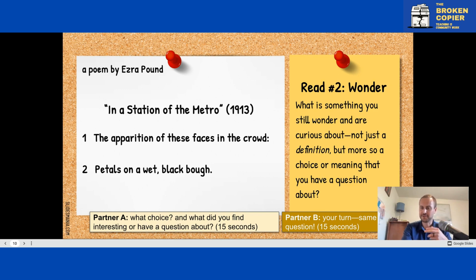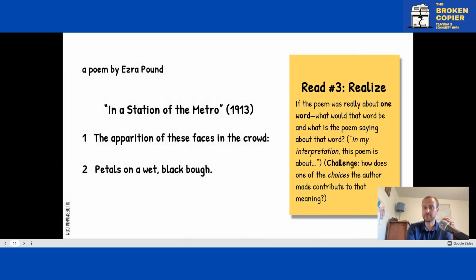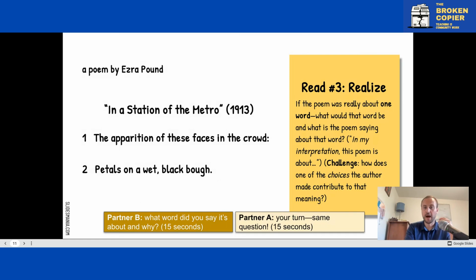So that's round 2. We go one more time, and I'm kind of sprinkling in some information to help them get to that point of understanding as I'm responding to their questions. Read number 3. What do they realize? And what's something, maybe in one word, what is this poem about?